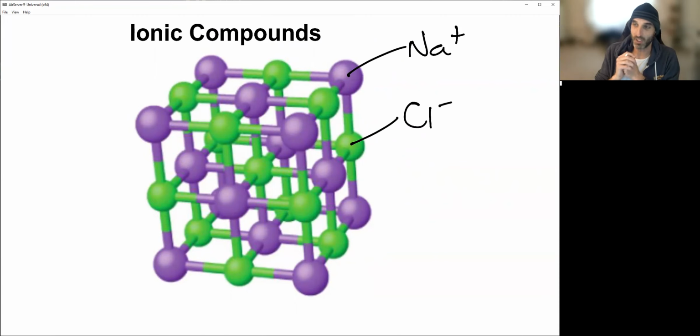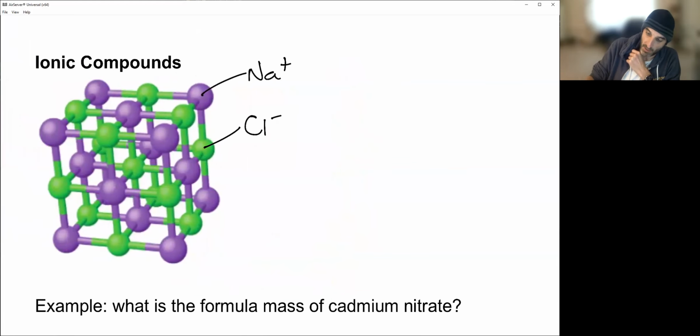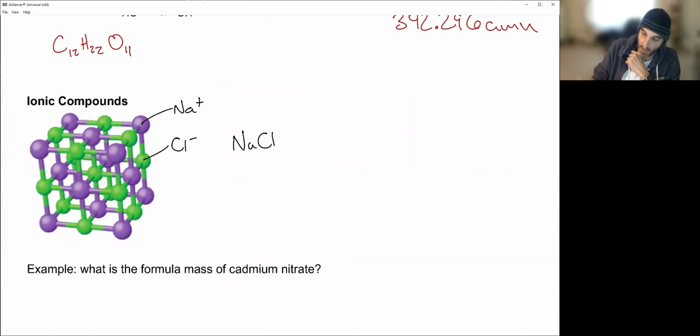Unfortunately, we can't really know unless we do certain math, which we're going to do in the solids section much, much later in the semester. But I will tell you that we do, in fact, have NaCl as a compound. So what is the molar mass of sodium chloride?